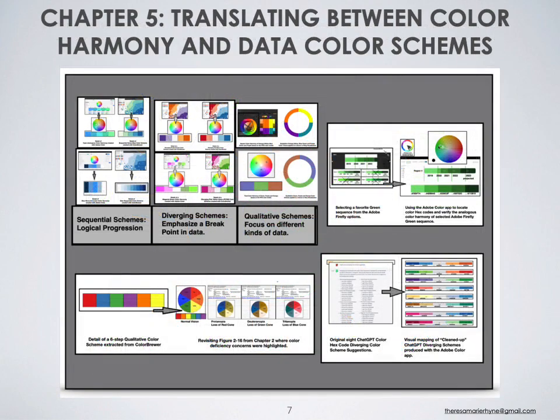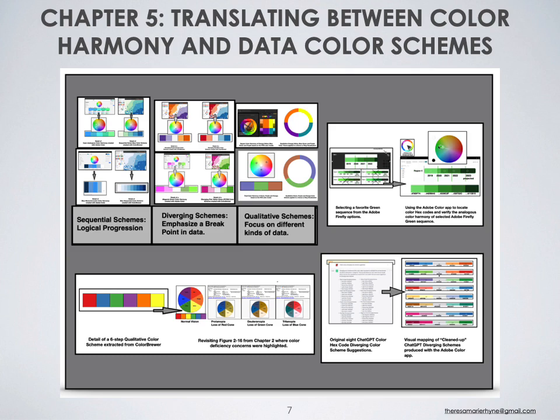Chapter 5 is new to the second edition. Here we discuss 3 classifications of data color schemes. These are sequential, diverging, and qualitative. Sequential schemes are designed for ordering numeric information where colors progress from low to high or vice versa. Diverging color schemes emphasize quantitative data that progresses outward from a central neutral midpoint to 2 different color directions.